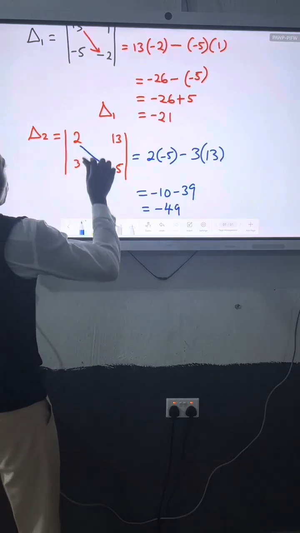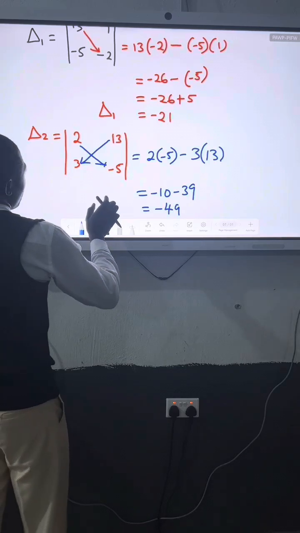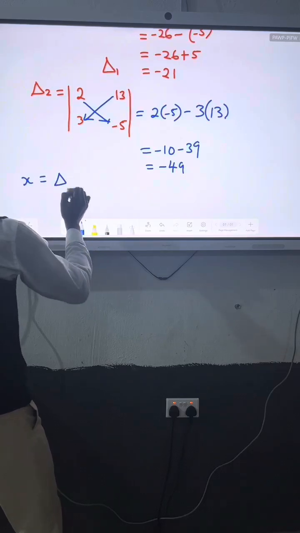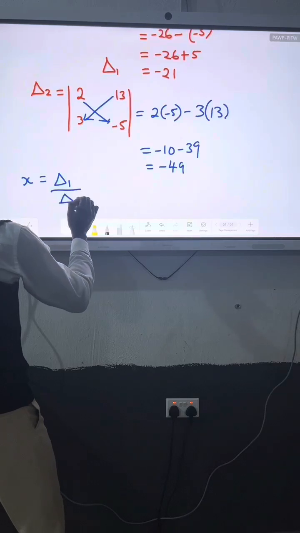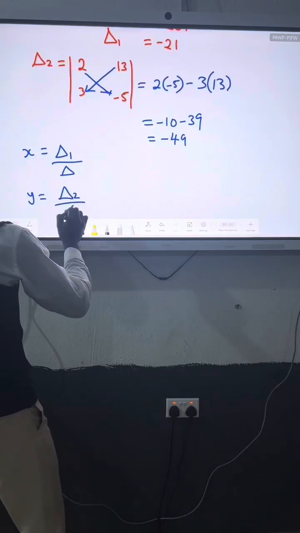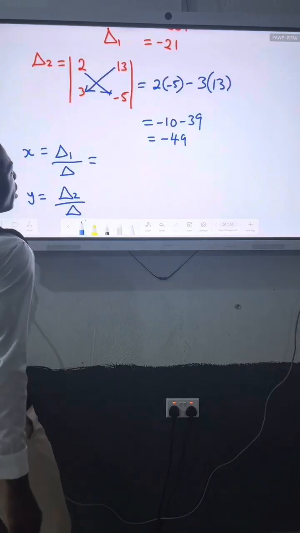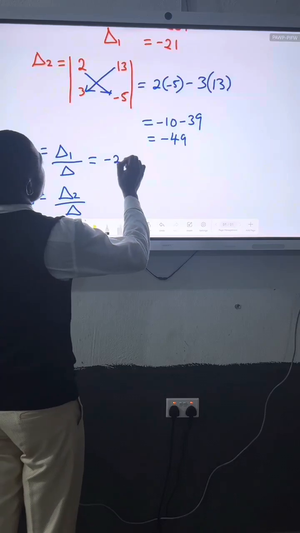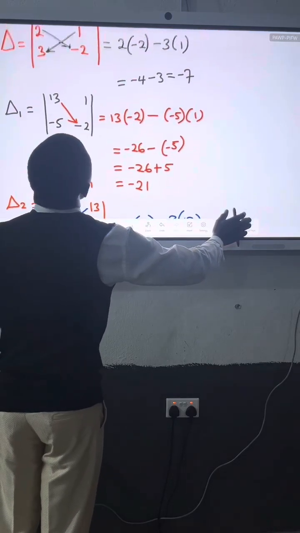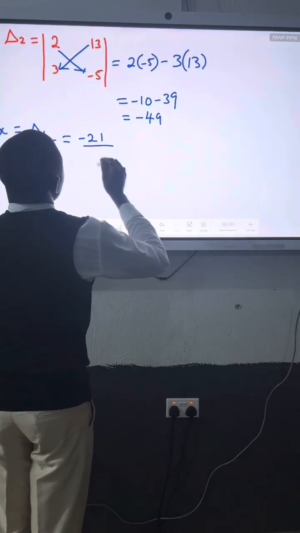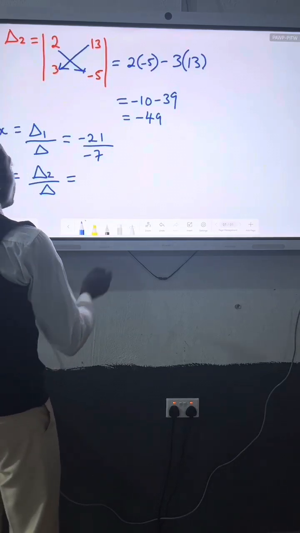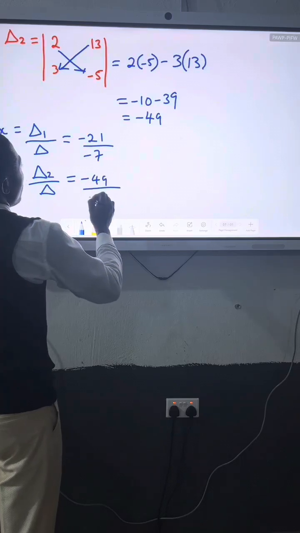Now, look at what you need to do now. So we're going to say x is equal to delta 1 divided by the value of the general delta. For you to find the value of y, you're going to say delta 2, which you found, divided by the general delta. Now, the question is, what is delta 1? Delta 1 is negative 21 divided by the general delta, which is negative 7. So we'll return to it. For delta 2, for y, delta 2 is negative 49. So we have negative 49 divided by negative 7.